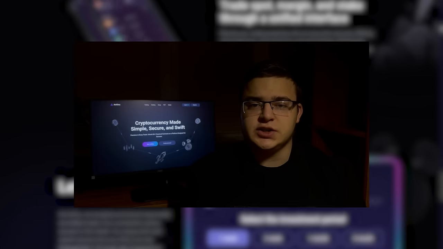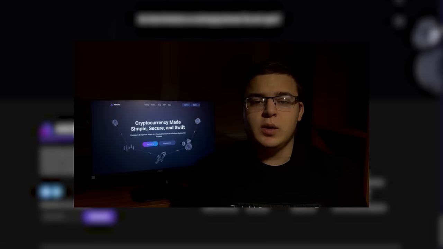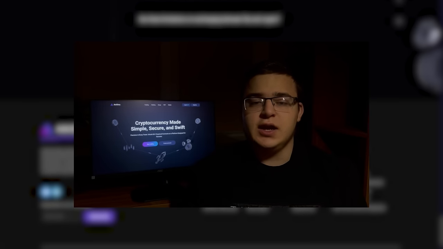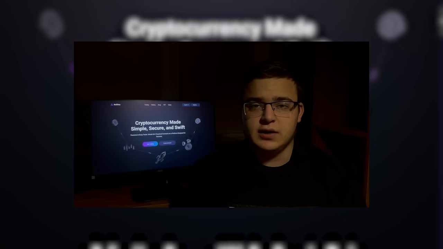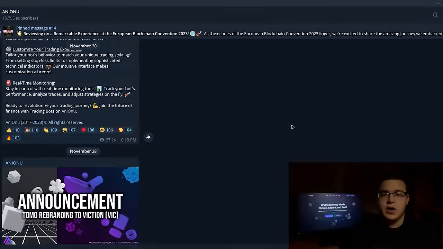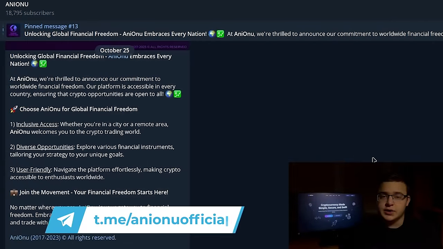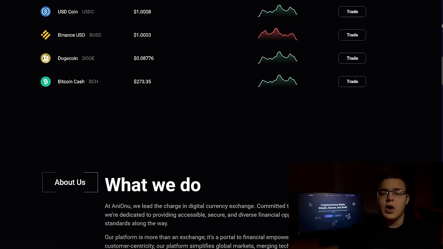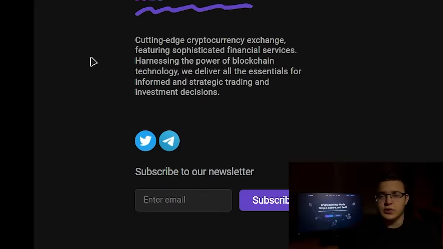I'll demonstrate a strategy with Litecoin as an example, but you can also use XRP or Bitcoin instead of Litecoin. We'll be using the well-known crypto exchange Binance, as well as the exchange anionu. I assume most of you are familiar with Binance, so let's not get into detail about it. As for anionu, it has been in operation since 2010. Anionu has a verified Twitter account and Telegram channel. You can find more information on their website or through their social media channels, which are linked at the bottom of each page on their website.